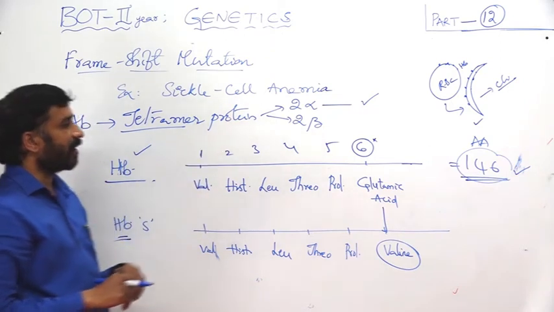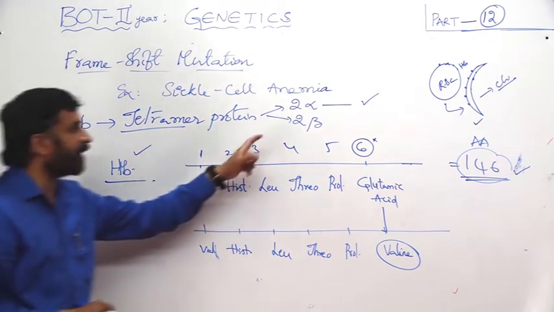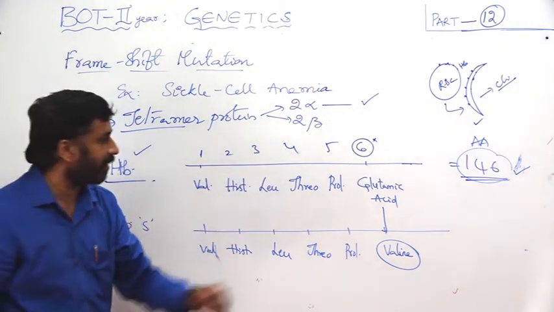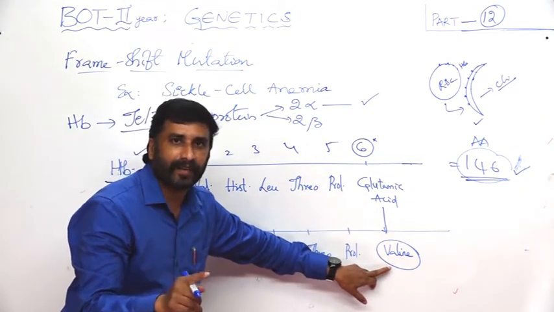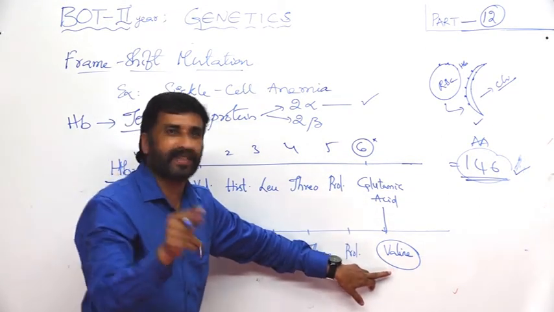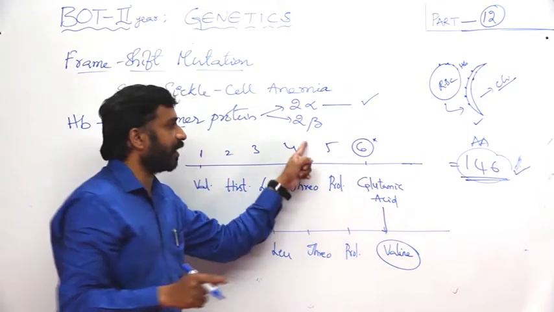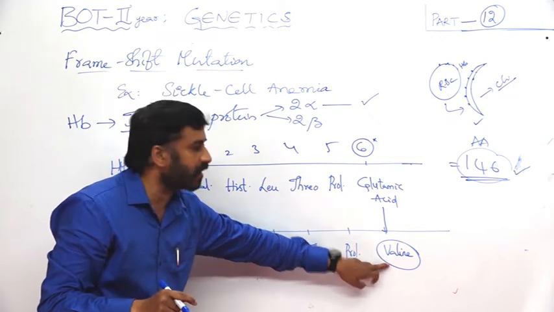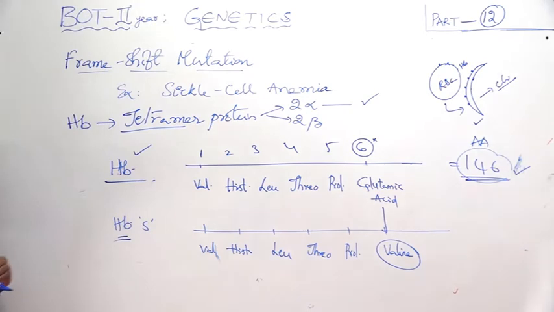So that is regarding sickle cell anemia, which occurs due to the change in the beta chain at the 6th position. In place of glutamic acid we get valine. So a sickle cell anemic person will contain valine as the 6th amino acid in the beta chain instead of glutamic acid. That is regarding the frame shift mutation and sickle cell anemia. So that completes the gene mutations, right?